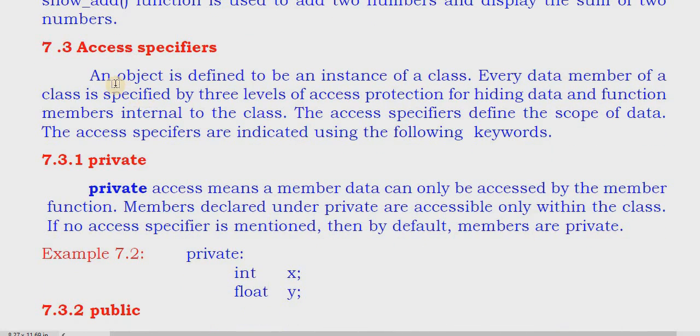Okay, next important topic is access specifiers. So what are access specifiers? We have just seen it. Inside a class body, words like private, public and protected are used. So these words private, public and protected are called access specifiers.